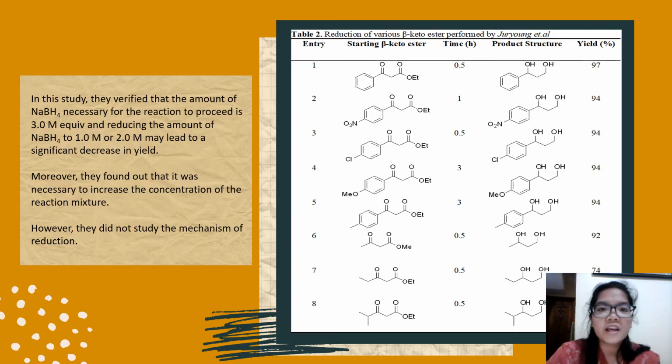So in 2010, Jurong et al. reported a detailed investigation of the reduction of various keto esters using sodium borohydride in methanol solvent. They verified that the amount of sodium borohydride necessary for the reduction to proceed is 3 molar, and it was necessary to increase the concentration of the reaction solution. However, they did not study the mechanism of reduction.